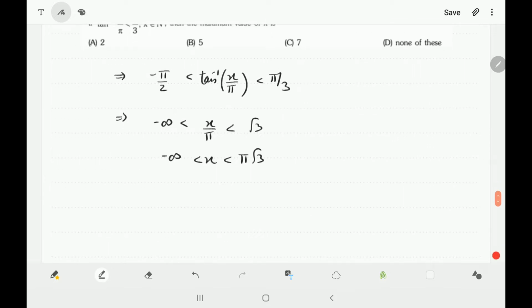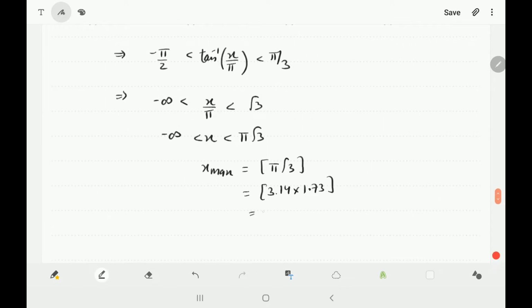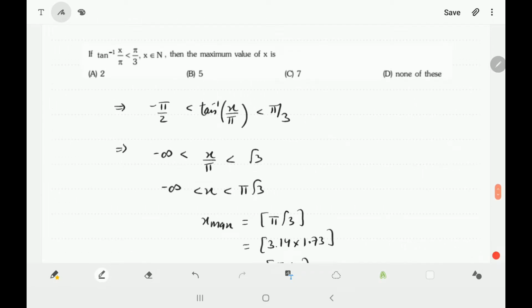So we need to find the maximum value of x. Because x is a natural number, the maximum value of x will be the greatest integer of pi root 3. So pi root 3 will be 3.14 into 1.732. We'll just consider it as 1.73. On multiplication you will get roughly 5.4. So the greatest integer will be 5. So the maximum value of x possible in this particular problem is 5. So the answer is B.